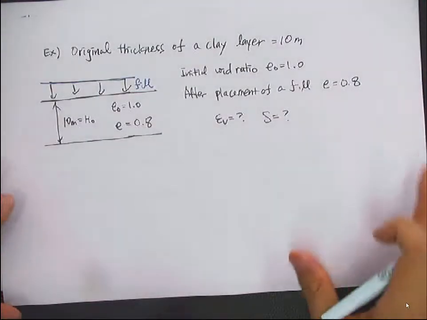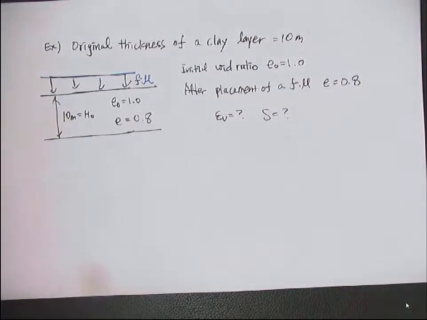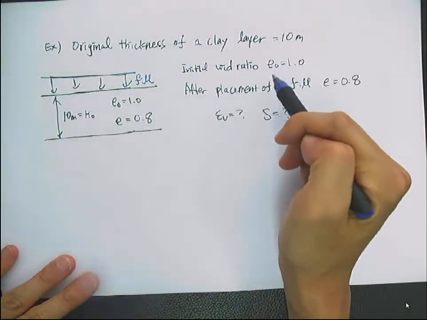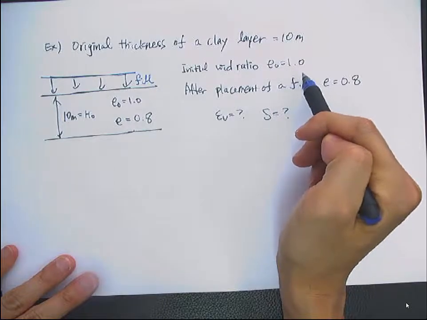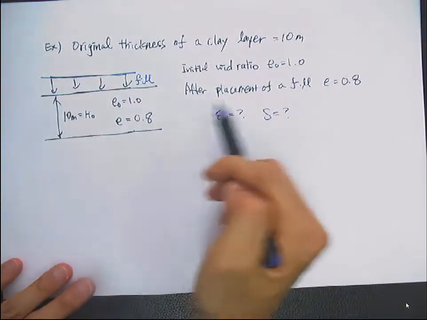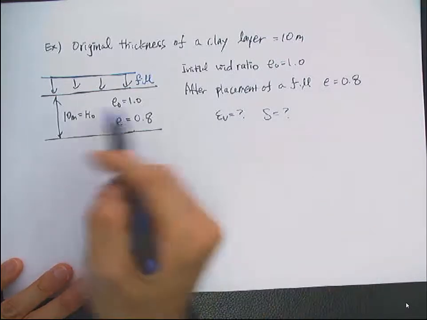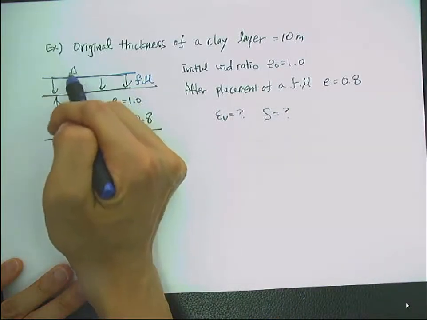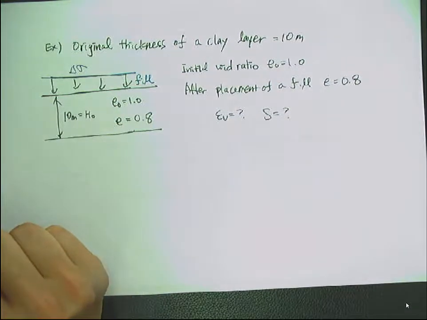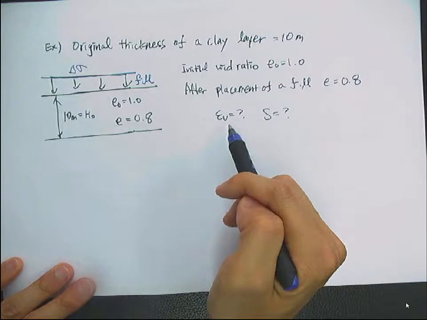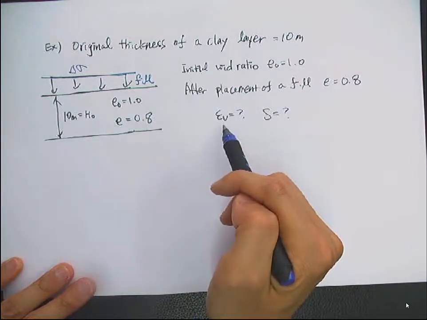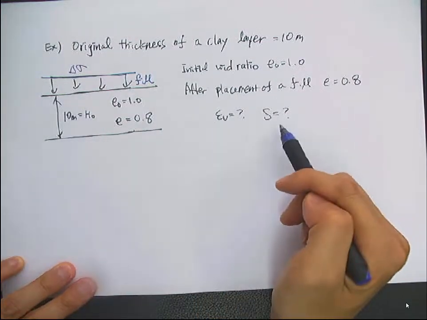So then, let's solve an example. The original thickness of a clay layer is 10 meters, and the initial void ratio was 1.0. And after placement of a fill, the void ratio changed to 0.8. So the fill means that we apply additional stress on this clay layer. Then the question is how much is the volumetric strain, epsilon V, and how much is the settlement.